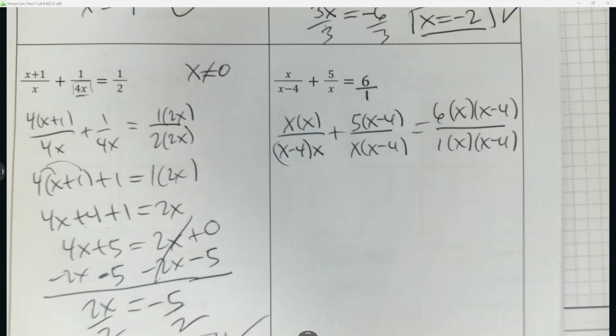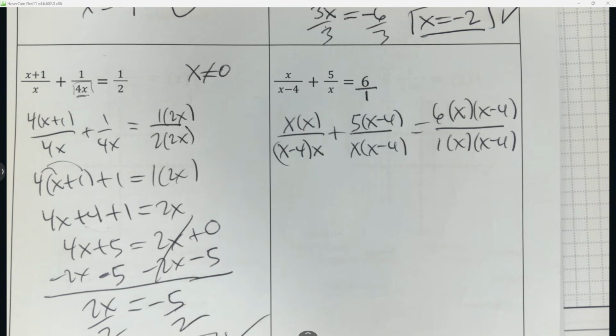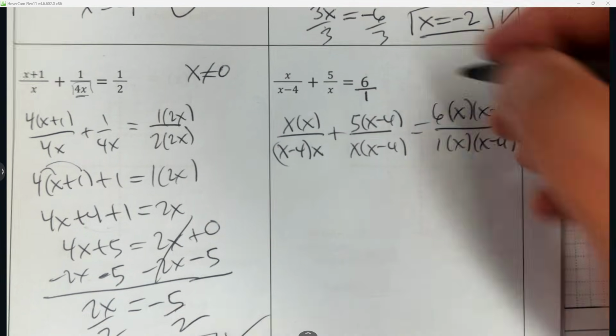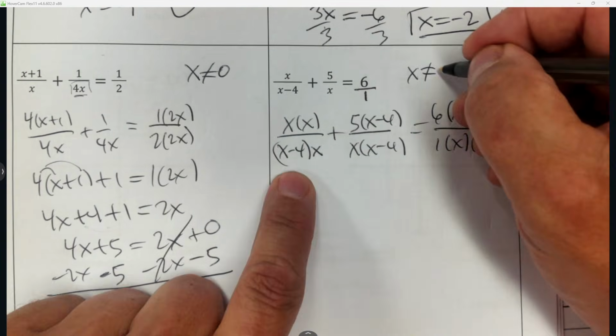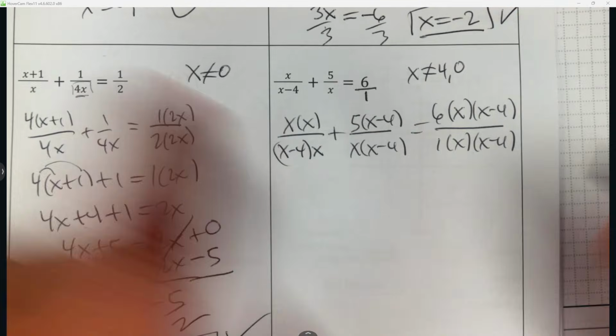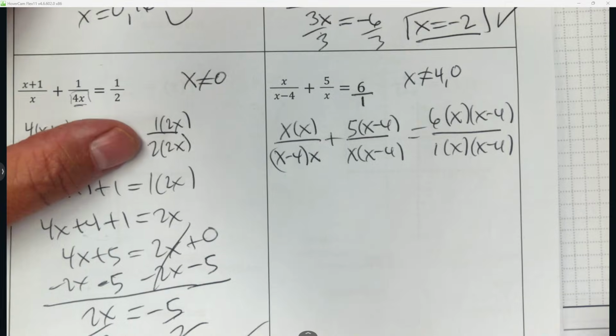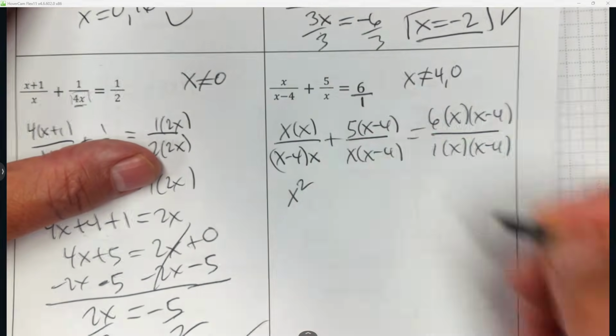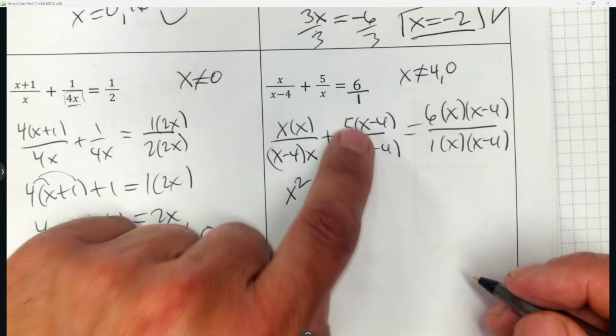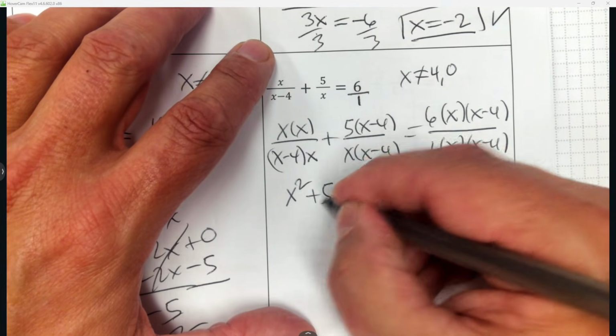So take a moment and process how to make the denominators the same. And what did I do to make them the same? There are two numbers x cannot be. Positive 4 and 0. Now write down only the numerators. So that's x times x. That's x squared. That's 5x minus 20.